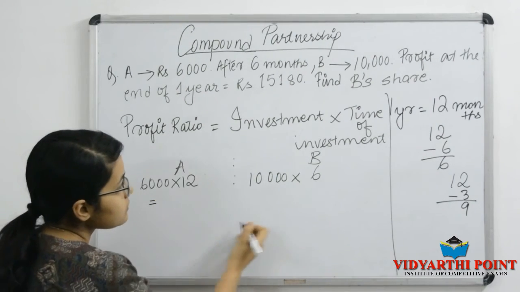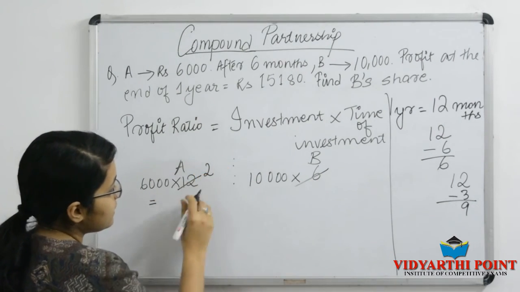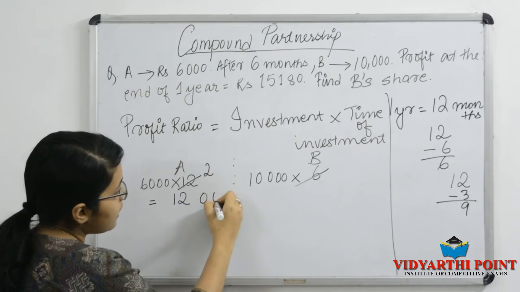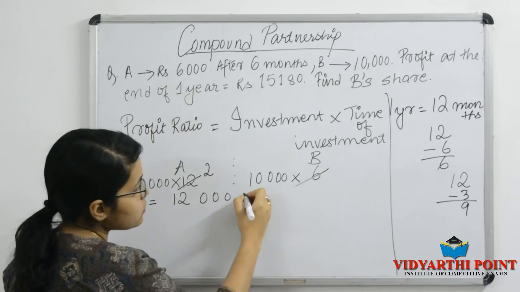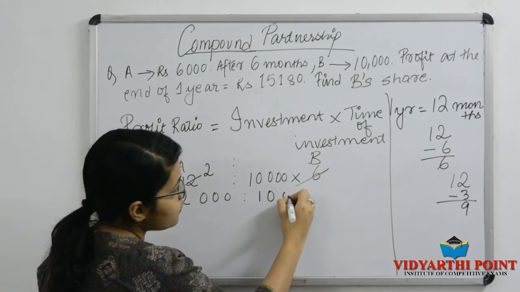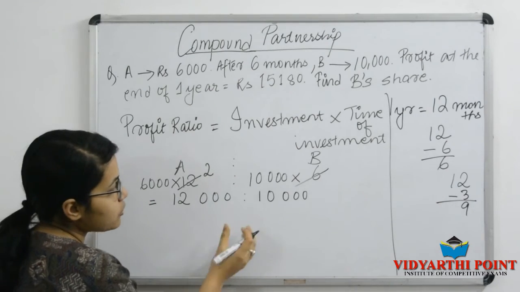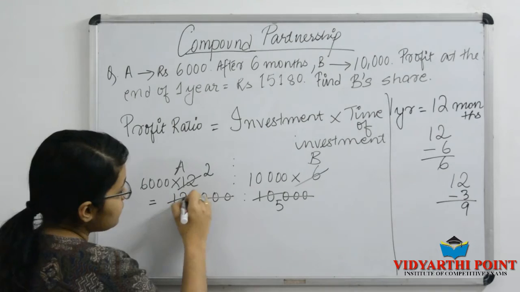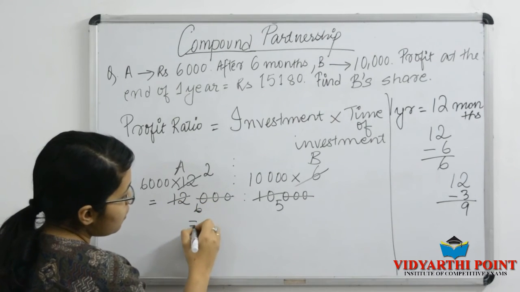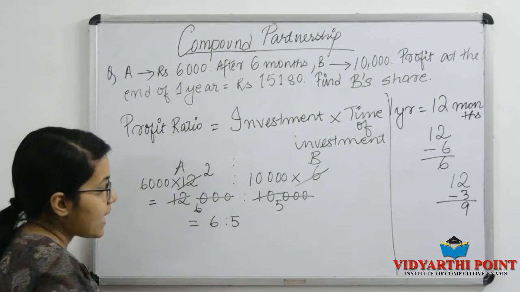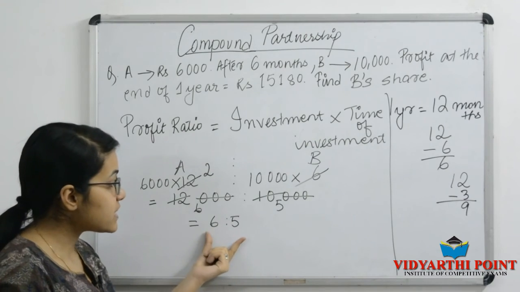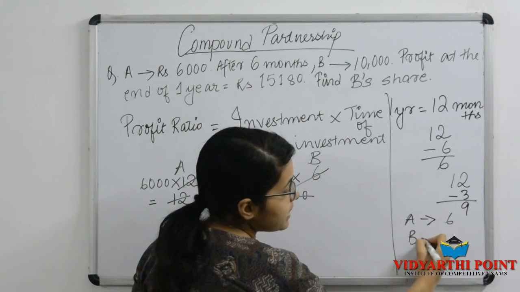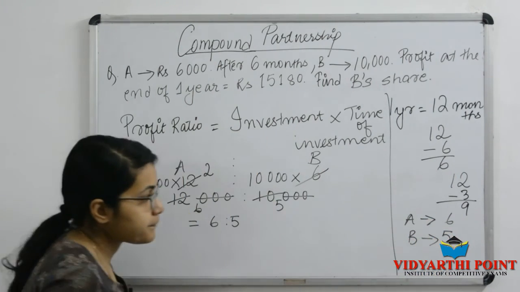Now, 6 can be cancelled here. We have 12,000, 2 into 6,000, 12,000 is to 10,000. Now again upon cancellation, we get 2 5s are 10, 2 6s are 12. So here A and B are in the ratio of 6 is to 5. Here A's ratio is 6, B's ratio is 5.